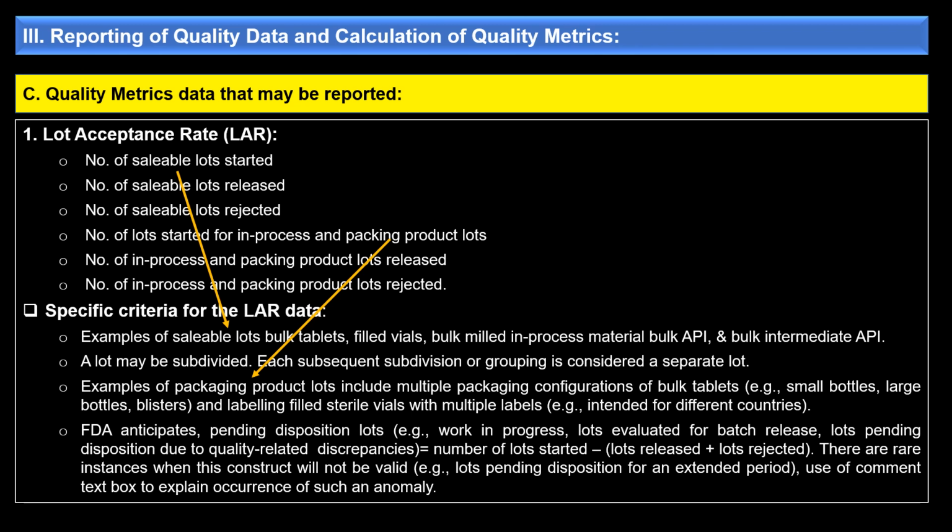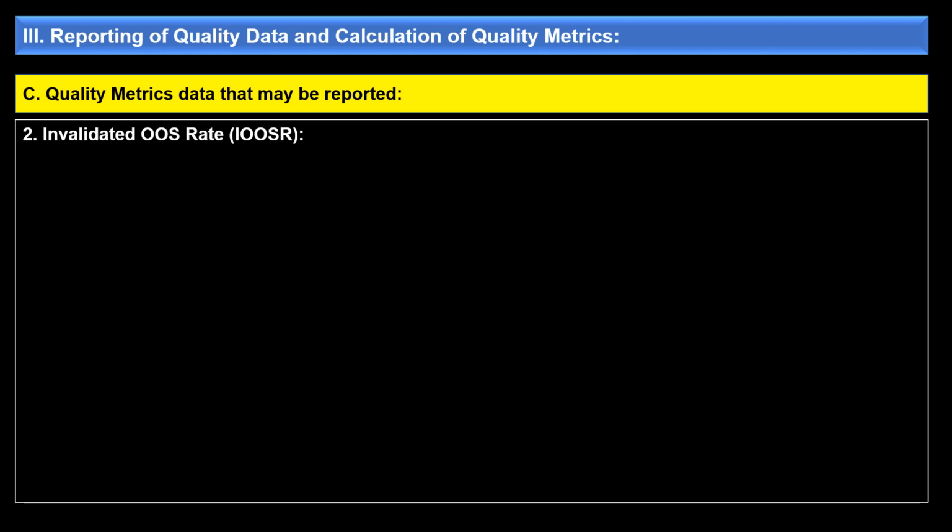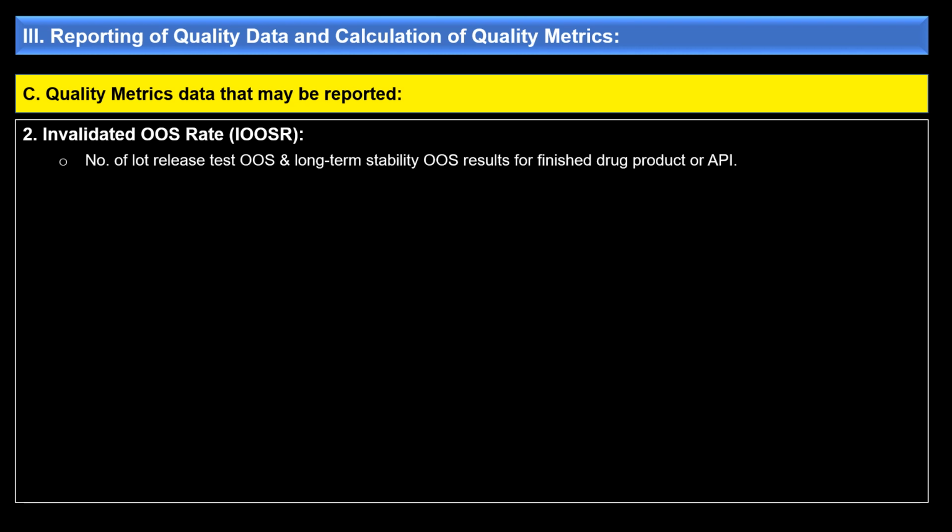There are rare instances when this construct will not be valid, for example, lots pending disposition for an extended period. Use of a comment text box to explain the occurrence of such an anomaly. The second point for the quality metrics data is the invalidated OOS rate.